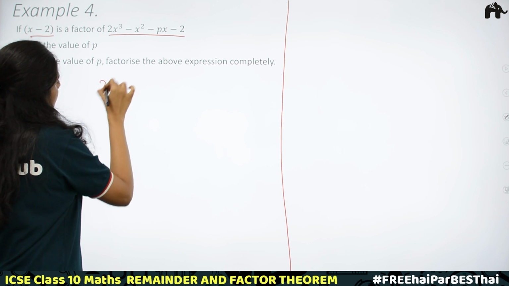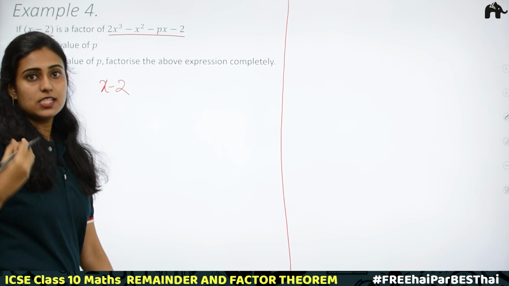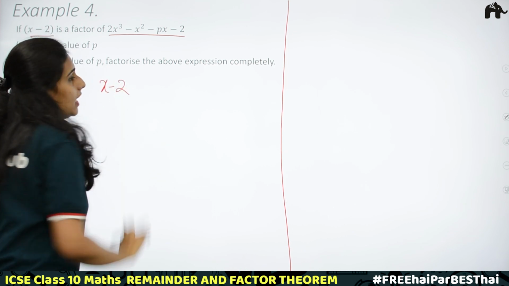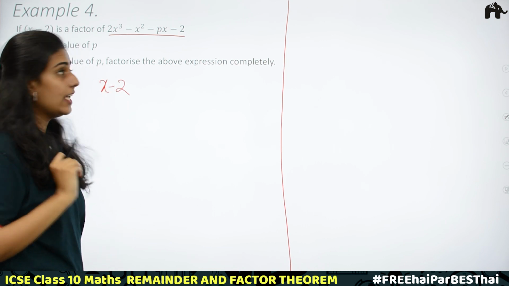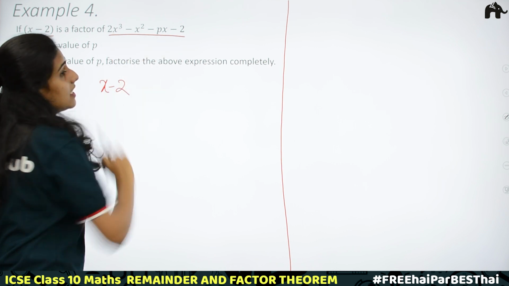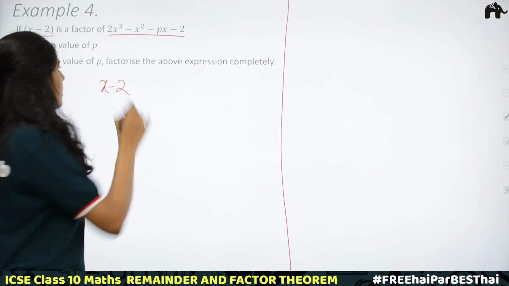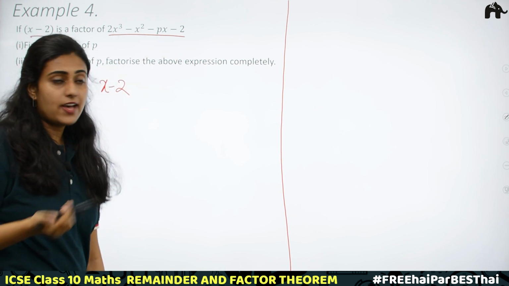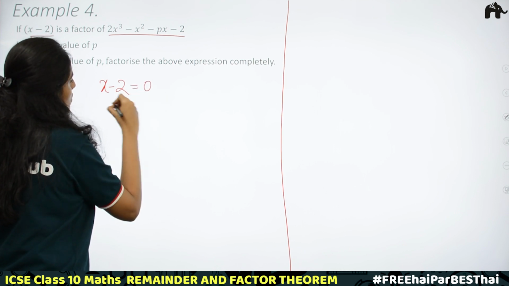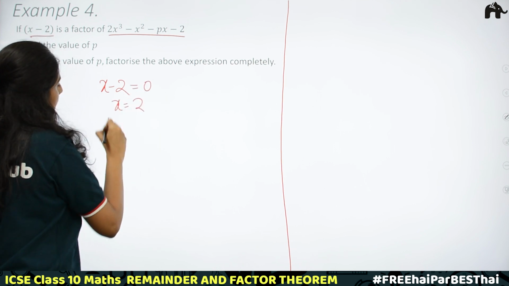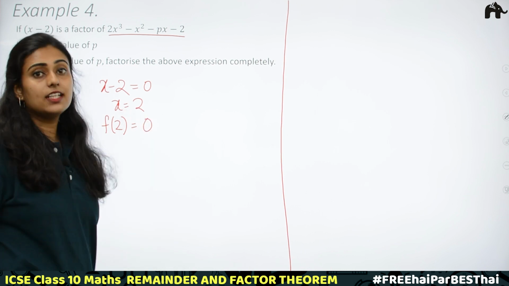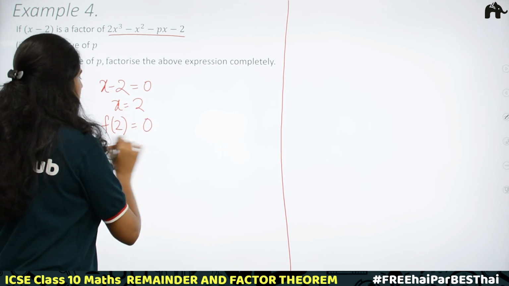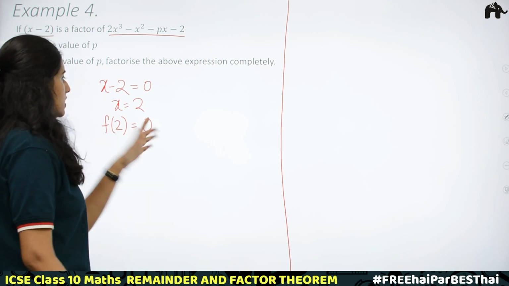Here, x minus 2 is a factor, which means when the value of a is equal to 2, f of 2, when we take f of 2, we'll be getting 0 because this is a factor. X minus 2 is a factor, which means x minus 2 is equal to 0 or x is equal to 2. F of 2 should be equal to 0 because if it is a factor, then remainder is equal to 0. Remainder is f of 2. F of 2 is equal to 0.